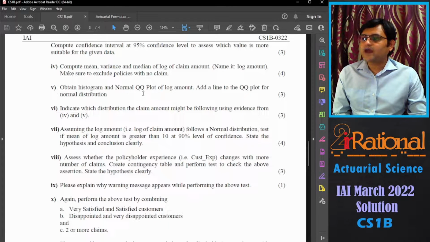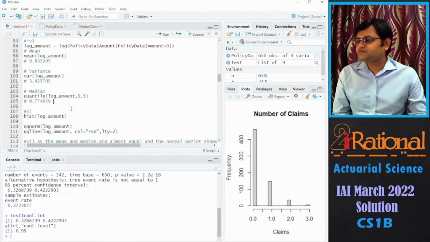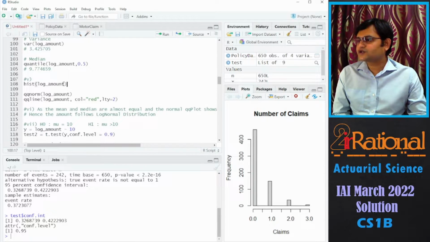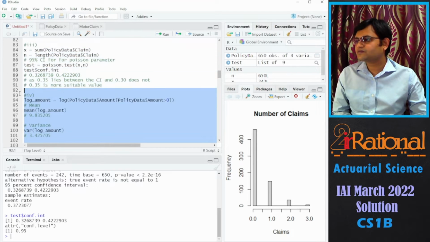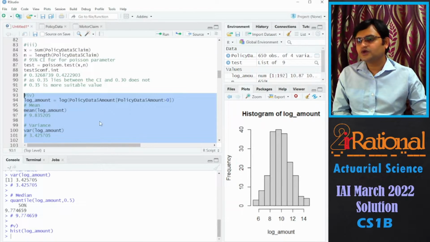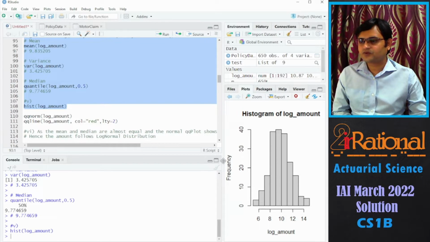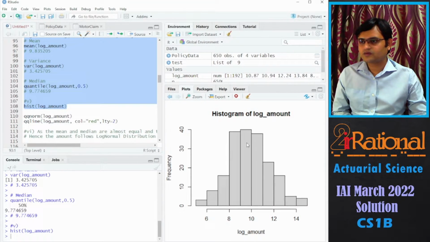Obtain histogram and normal QQ plot of log amount. Add a line to the QQ plot for normal distribution. So we need to make a histogram. We'll say histogram of log_amount. You could name it, but I haven't, no problem there. I'll just run this. So here's our histogram. It seems fairly like a normal distribution, symmetric.